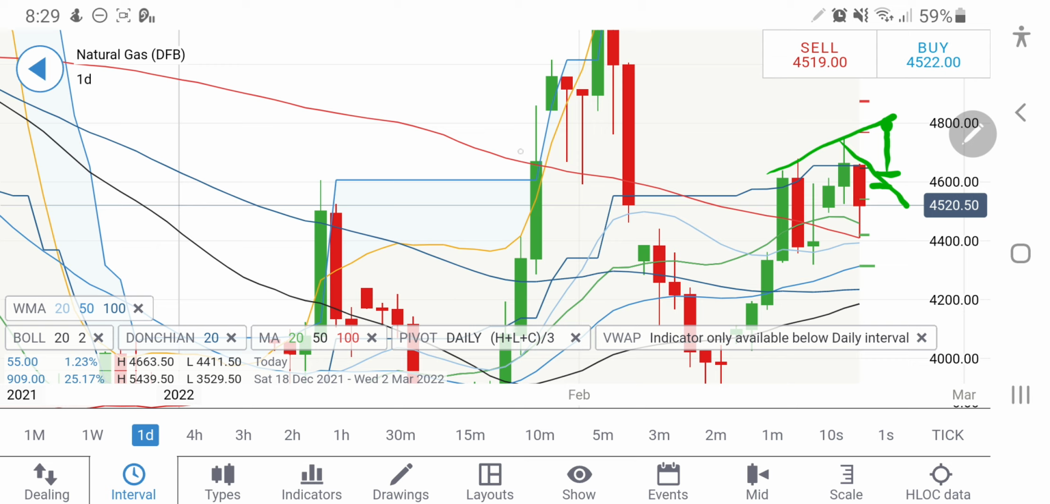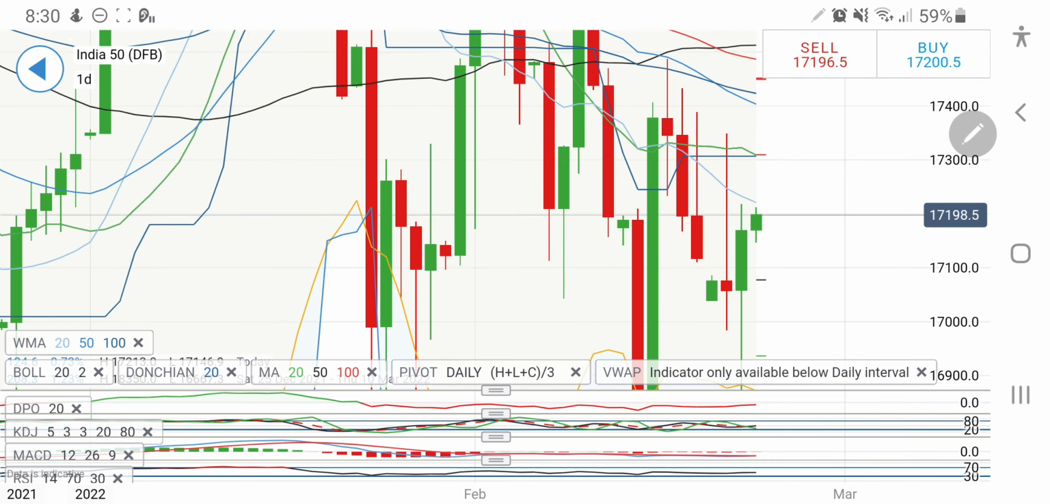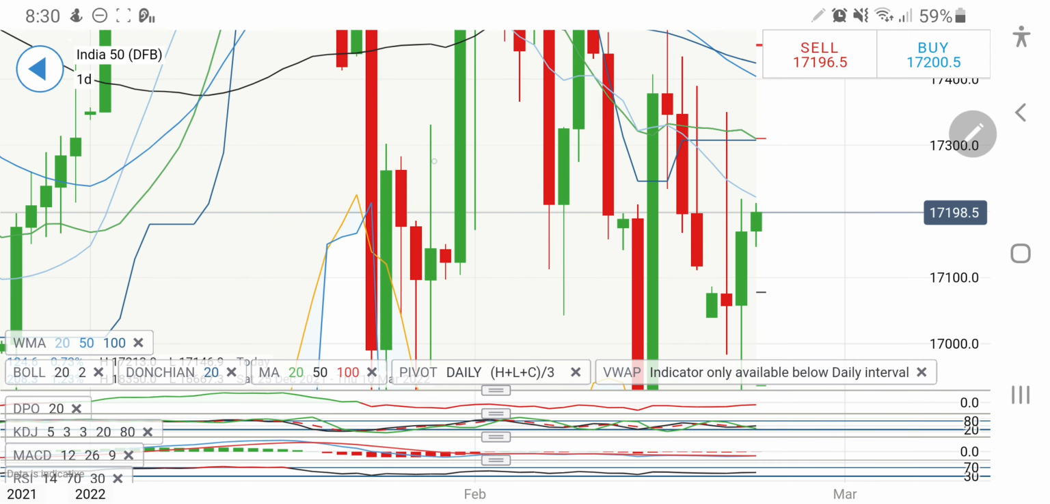Now let's have a look at Nifty 50. See, Nifty trading at 17,200 levels. Couple of observations to make. See, one thing, it is trying to break this channel which it has formed, that is lower highs and lower lows, and now it is trying to break this.